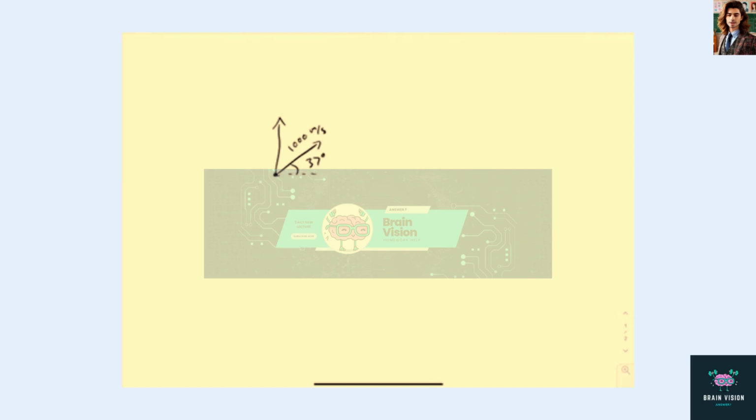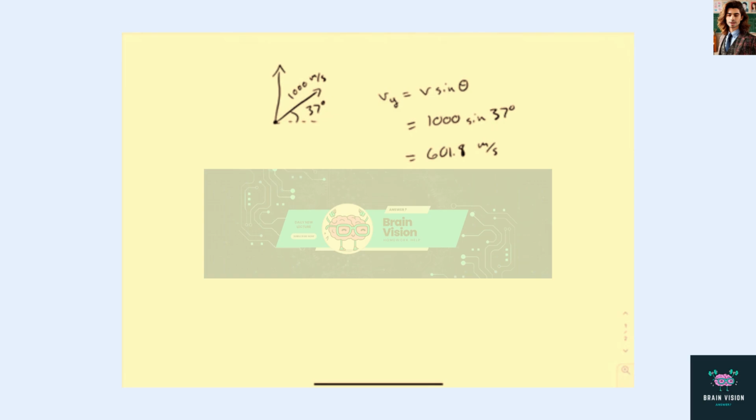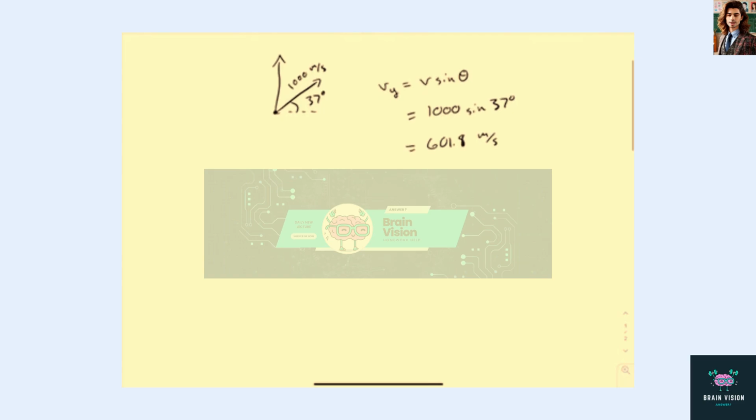So first I want to find the vertical component of the ball's velocity. The one that's shot at an angle will be harder to get. It's going to be the velocity times the sine of the angle, which is this angle right here. So that's going to be 1,000 meters per second times the sine of 37 degrees, which is 601.8 meters per second. So that's that velocity. And then the vertical component of the other velocity is 1,000 because all of it's directed in the y direction.